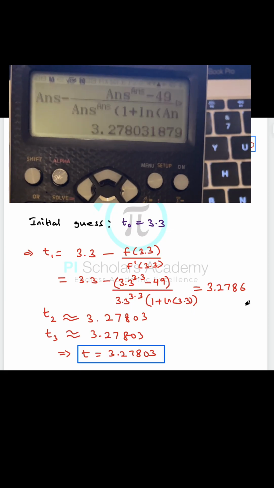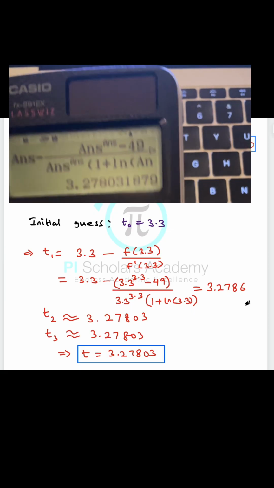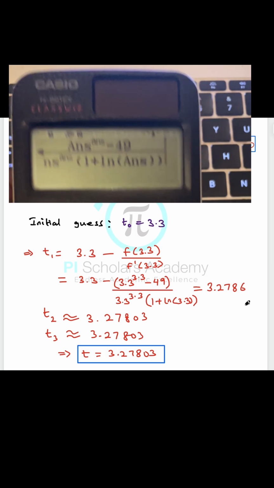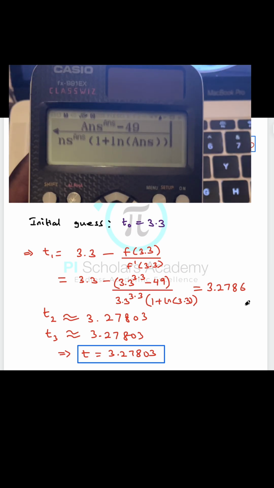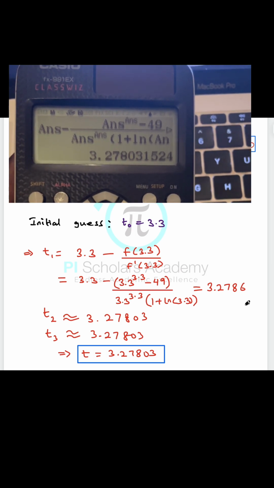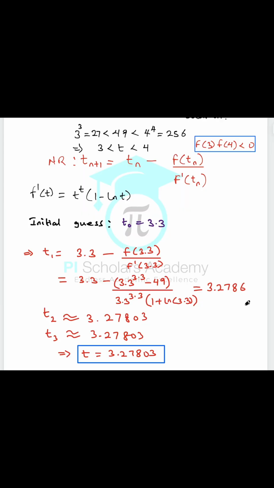So I can see Answer minus, then parentheses, Answer raised to the power Answer minus 49, divided by Answer to the power of Answer, then open a parenthesis, 1 plus ln Answer. Now, that gave me 3.2786. That is my T1.